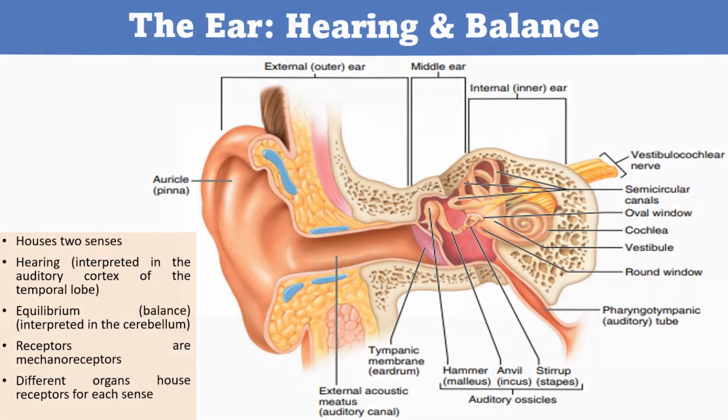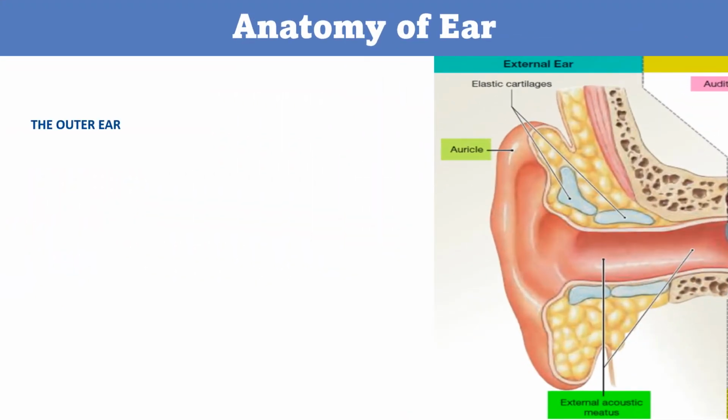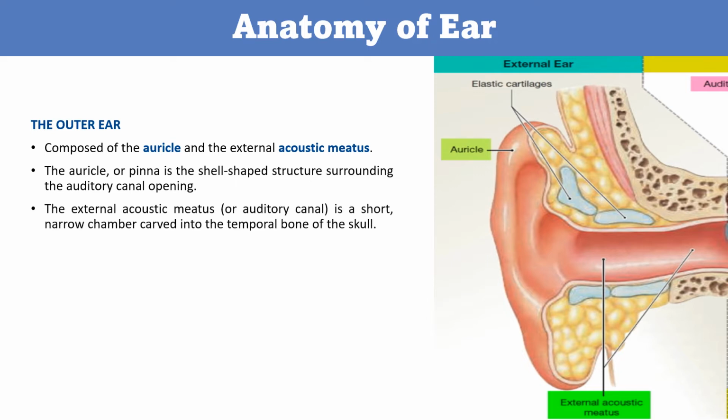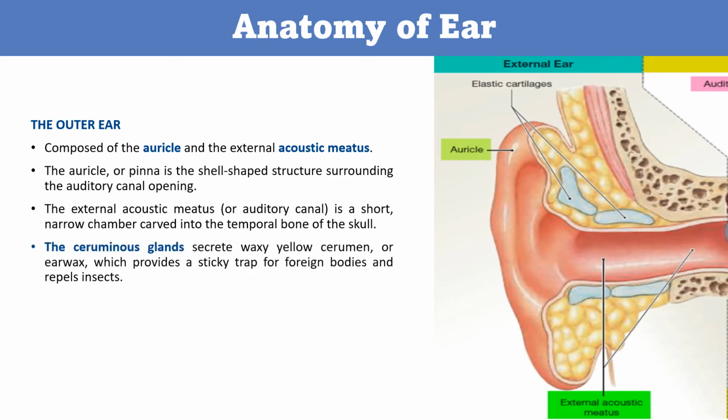Let's look at the anatomy of the ear. The first part is the outer ear, composed of the auricle and the external acoustic meatus. The auricle, or pinna, is the shell-shaped structure surrounding the auditory canal opening. The external acoustic meatus, or auditory canal, is a short narrow chamber carved into the temporal bone of the skull.